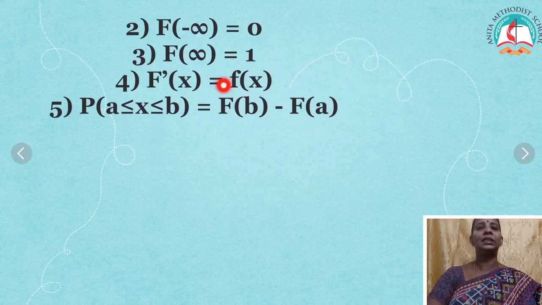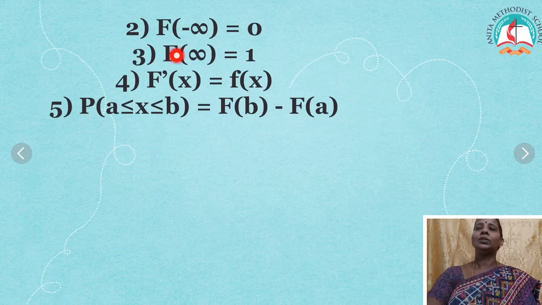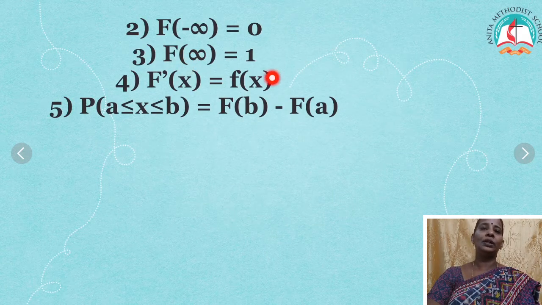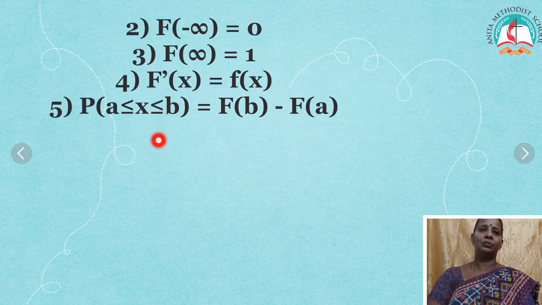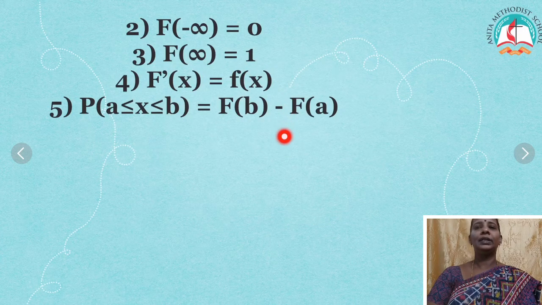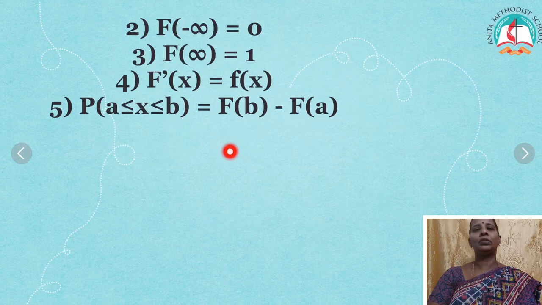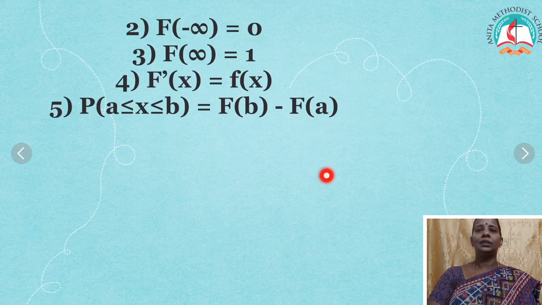It is an increasing function because the value increases, or you can say a non-decreasing function. So F dash of x is equal to f of x. If you differentiate the distribution function, you will get the density function. Now if you want to find the probability, you have to find F of b minus F of a.